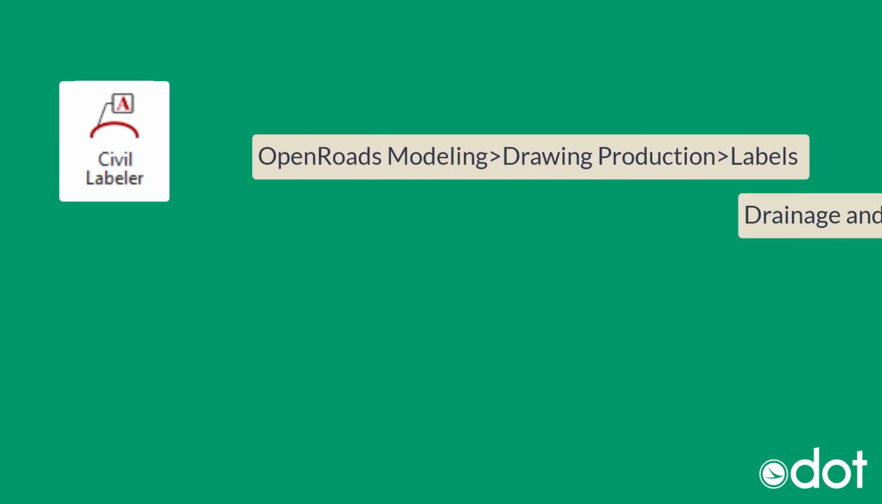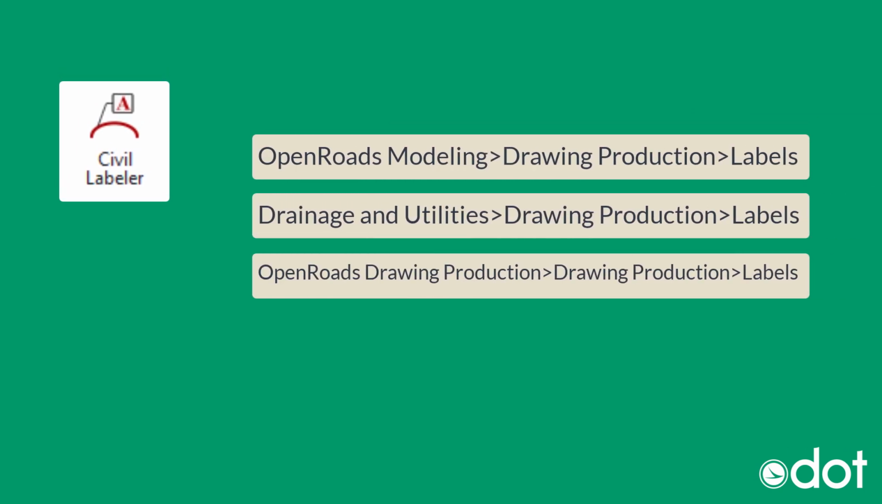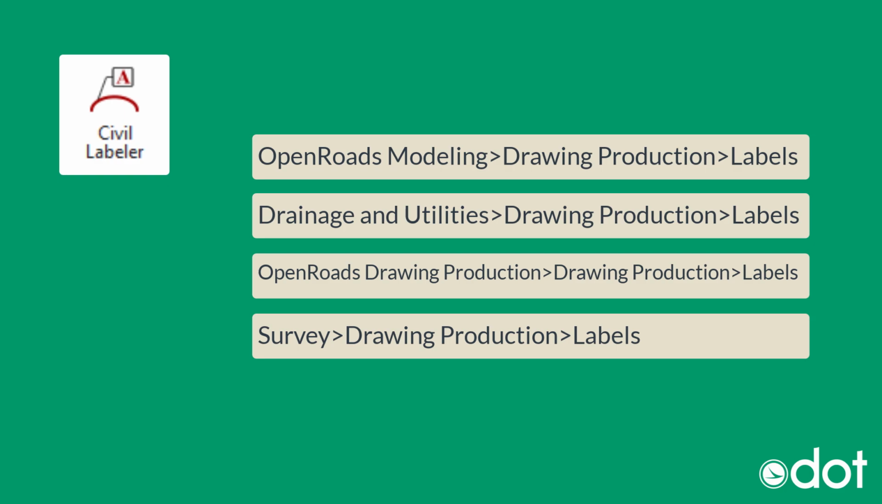Up on the screen here we do have the Civil Labeler icon that you'll be able to see within the OpenRoads Designer interface up in the top navigation bar. You can find this tool within a few different workflows within ORD, and the primary one that we're going to be looking at today is OpenRoads Modeling, Drawing Production, and under the Labels category. But as you can see on the screen, there are a few other ones being shown.